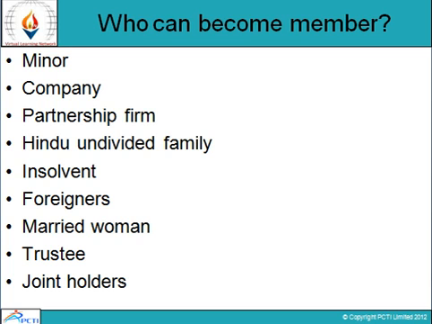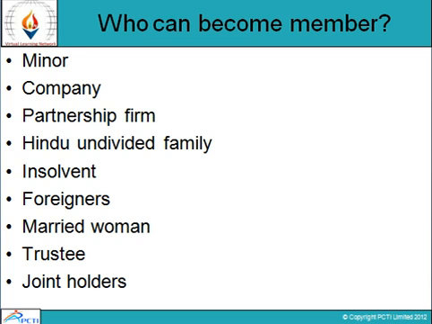Hindu undivided family. A Hindu undivided family can have shares in a company in the name of its karta. जो मेन कर्ता होगा हिंदू अनडिवाइडेड फैमिली का उसके नेम पे शेयर्स होंगे. The karta will be a member of the company as his name alone will be entered in the register of members.